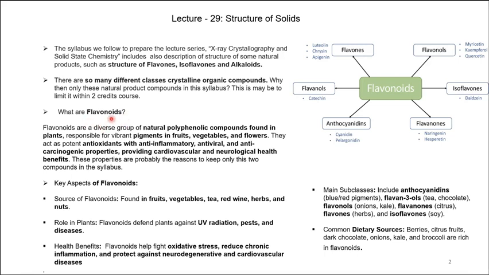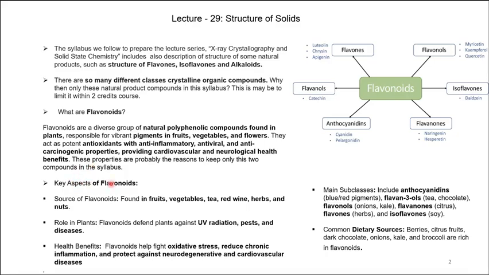What are flavonoids then? Flavonoids are a diverse group of natural polyphenolic compounds. Where do we find them? We find them in plants. These compounds are responsible for vibrant pigments in fruits, vegetables, and flowers. The compounds have antioxidant, anti-inflammatory, antiviral, and anti-carcinogenic properties, providing cardiovascular and neurological health benefits. So you see, flavonoids are a very important class of compounds.